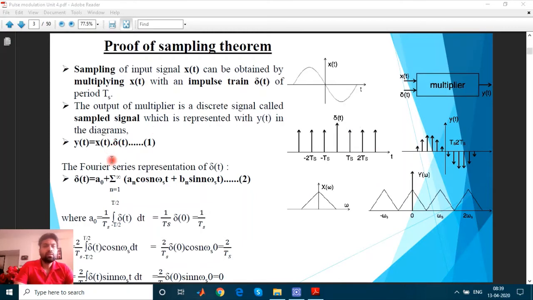Third, we have the multiplication of these: y(t) equals x(t) into delta(t). The Fourier series representation of this delta(t) is given here. How can we represent it? It's not a big deal. So on multiplying this, what happens? Where the impulse has a magnitude of 1, that will be multiplied here, and the rest of the part will be taken as 0. So this impulse train will acquire exactly the instantaneous amplitude of this x(t) signal, like this.